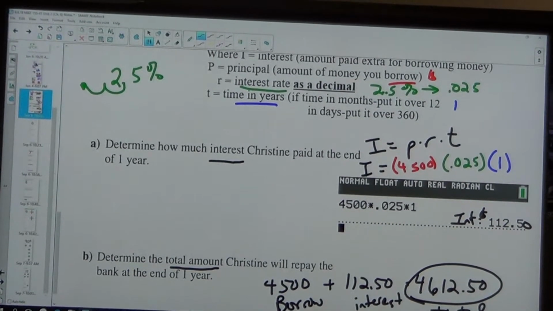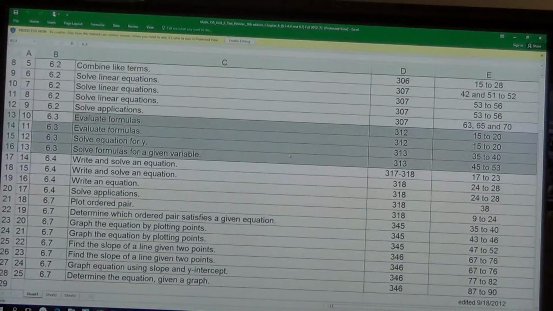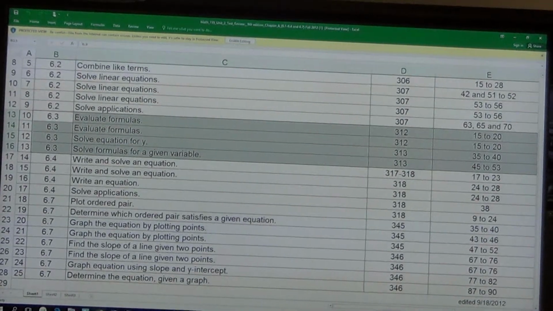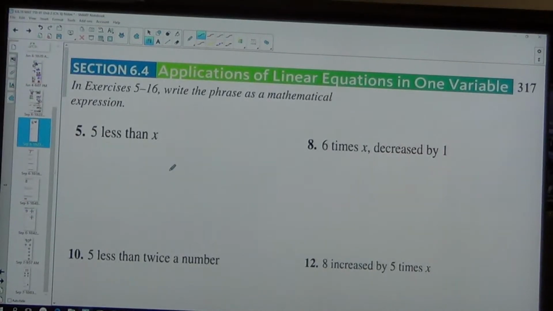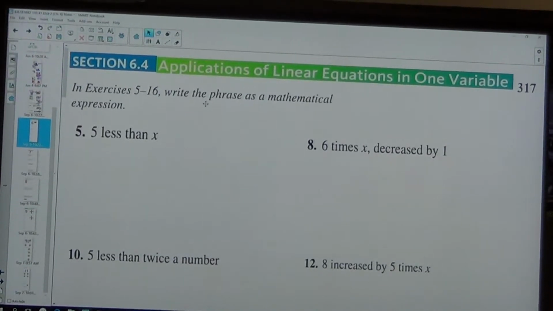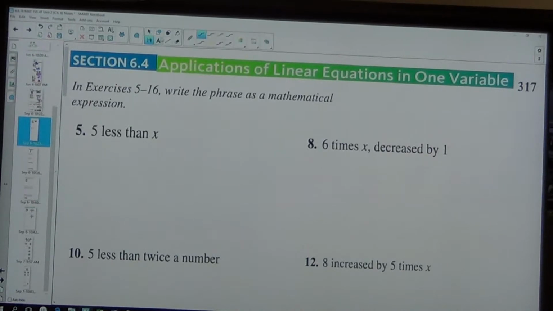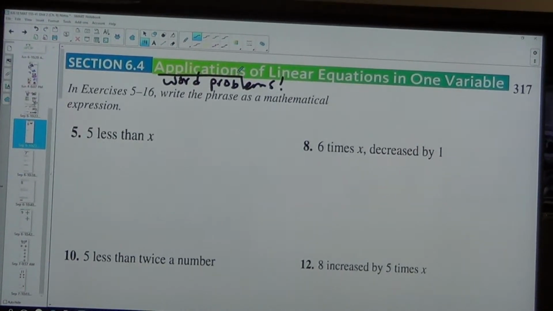Simple interest. Now, if we go to our spreadsheet for just a minute, doesn't look like we have simple interest on our test. That's easier than what we were doing. Now, 6.4. 6.4 is talking about application problems. Application is a fancy name for word problems. We know that you don't like word problems, so we give it a different name. We call it application problems.